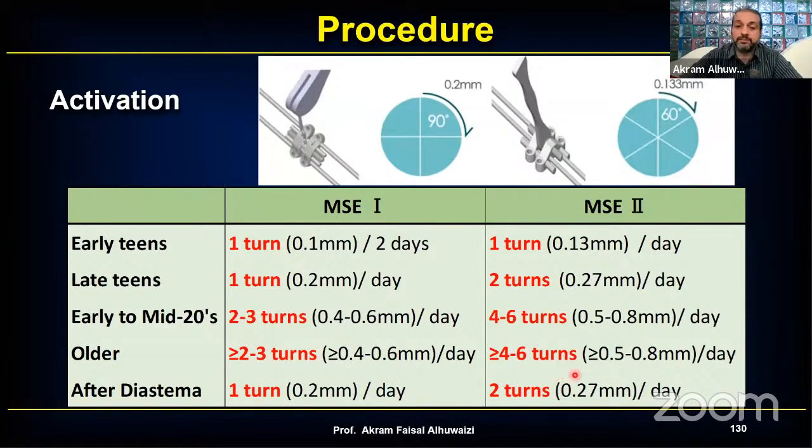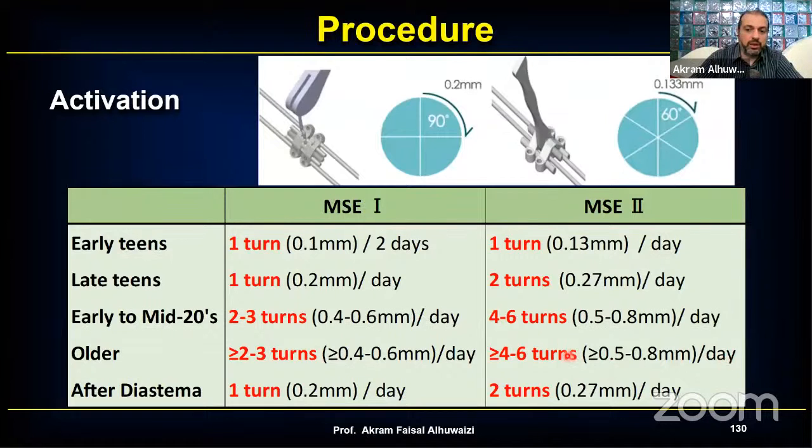But the thing is, once you have this regimen, concentrate that the younger the patient, and especially if she's a female, then they don't require a lot of pressure. The older the patient, and the more male patients, they require more turns, coming up to 6 turns per day. That's 0.8 millimeters per day, because they need a lot of force. And if you put little amount of force, it's not going to do the job.